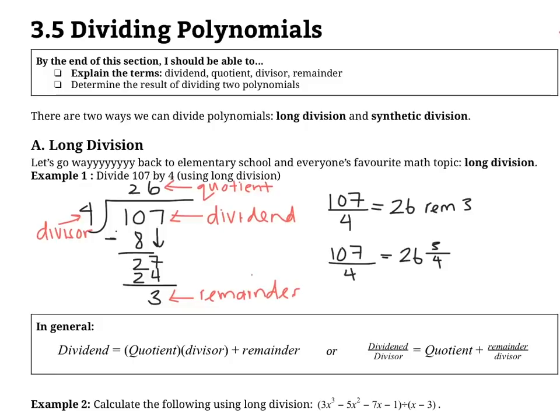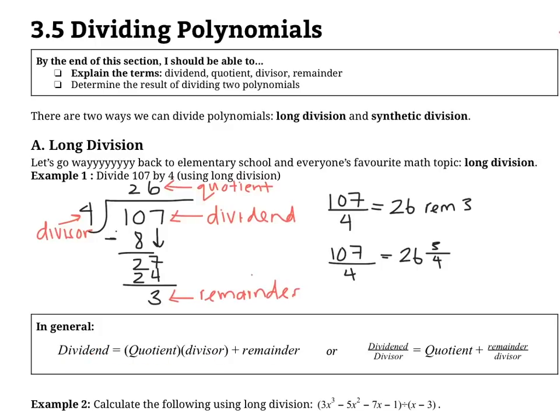In general, when we're dividing numbers or polynomials, these statements are going to be true. This is a representation of the relationship between the quotient, the dividend, the remainder, and the divisor. We know that the dividend, which is in this case 107, has to be equal to these two numbers plus the remainder. That's what this is saying. This is saying the dividend is equal to the quotient times the divisor plus the remainder.